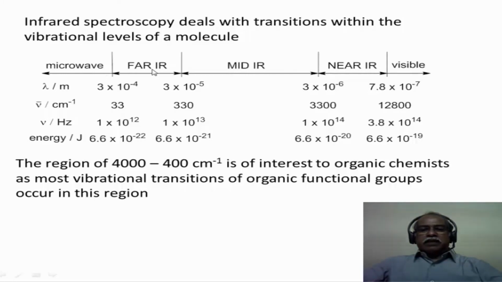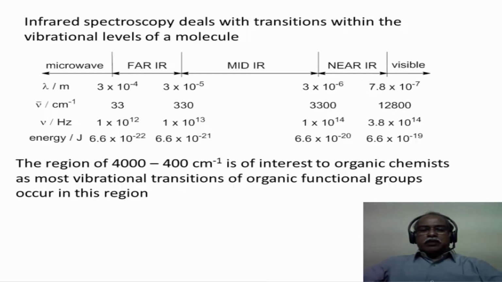Typically, the infrared region is divided into three portions. The far infrared region, in terms of wave numbers, is roughly 33 inverse centimeter to 330 inverse centimeter. Then the mid IR region, which is about 330 to about 3300 inverse centimeter, and then the near infrared region corresponding to 3300 to 12800 inverse centimeter or so. Beyond this, it will be the visible region, and on the other side, on the left hand side, it will be the microwave region. In fact, it is the region between 4000 to 400 inverse centimeter that is of special interest to the organic chemist, as most of the vibrational transitions of organic functional groups occur in this particular region.